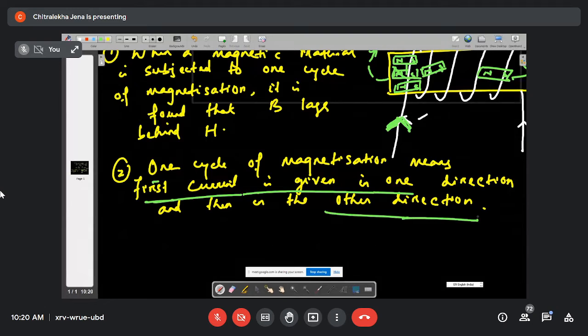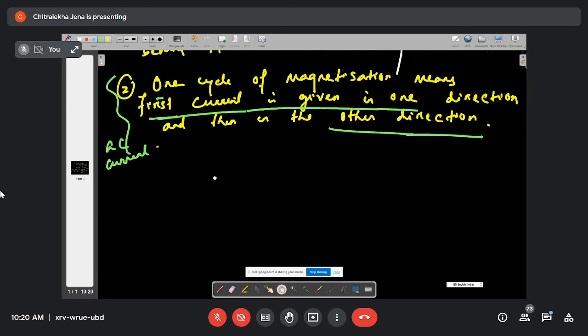That means the magnetic material is subjected to an AC current, understood or not? The current is reversing. In the case of DC the current is unidirectional, so this will happen only when a magnetic material is subjected to an alternating current, because in alternating current the direction is reversed. Am I clear to all of you? Yes, ma'am.